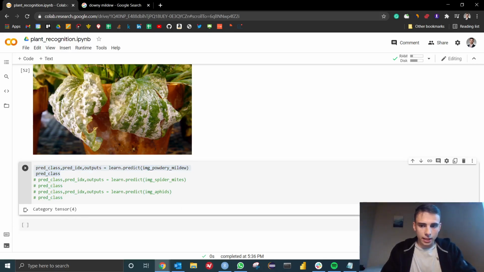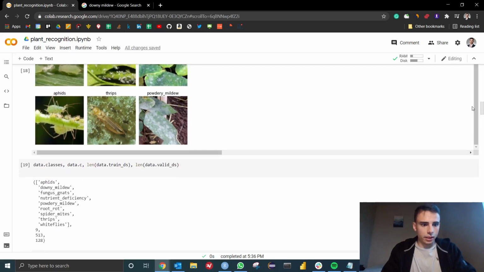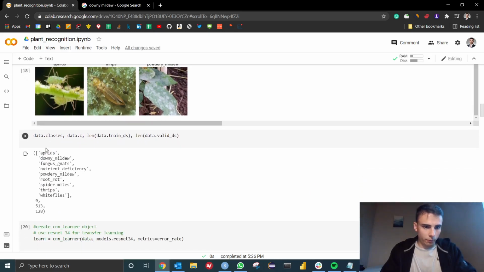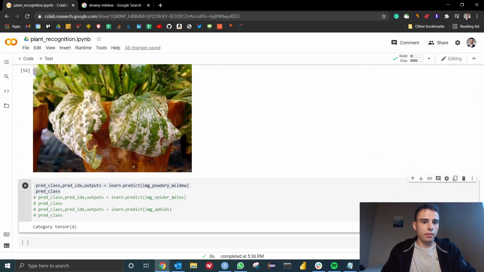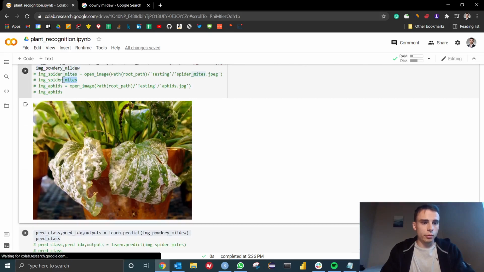It says it's category number 4. If we look at our list, category number 4 is 0, 1, 2, 3, 4, and it says powdery mildew, so it correctly identified powdery mildew here. Let's do it with one more.